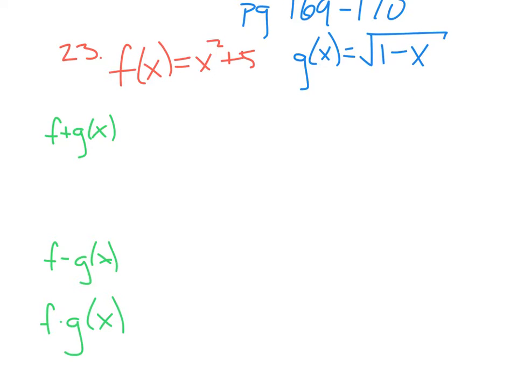We're creating a new function, and the new function is f plus g. But it's as easy as just adding the two functions together, because that's what this says to do. So really, we're just taking the f function and adding the g function to it. Half of math is just substituting the right thing in at the right time.